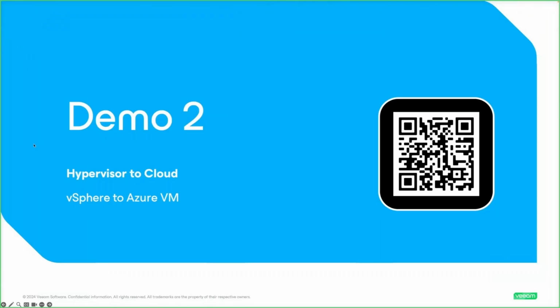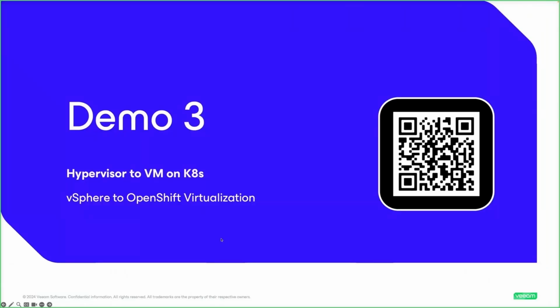Now, one of the other new interesting ones that you had mentioned was an on-premises hypervisor, again, let's just say vSphere, to a virtual machine on Kubernetes. Now, we've opted in this demo to go with OpenShift virtualization. So OpenShift is a Red Hat product. It's their containerization engine. OpenShift virtualization, again, is just the ability to run virtual machines on containerized infrastructure.